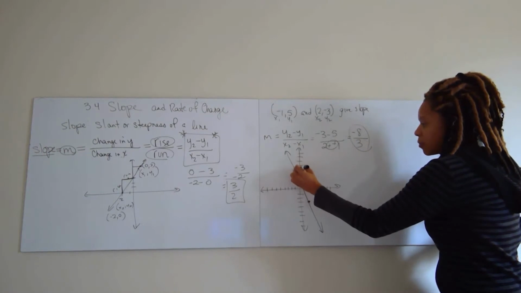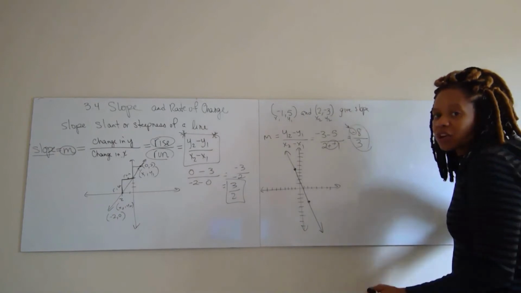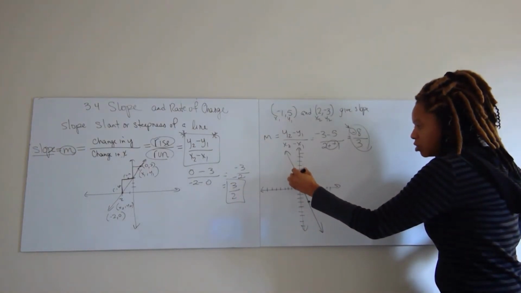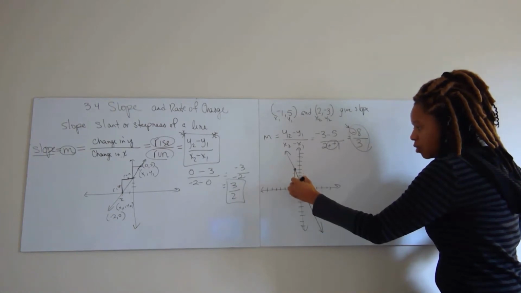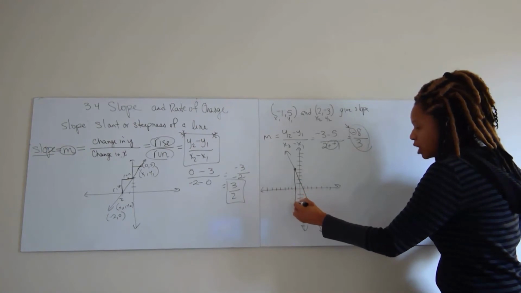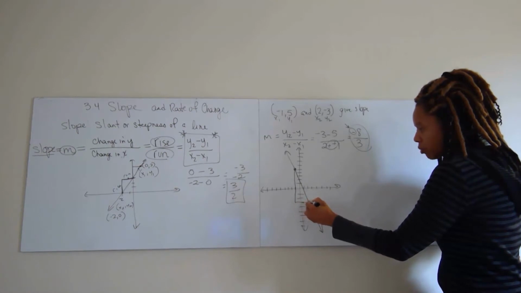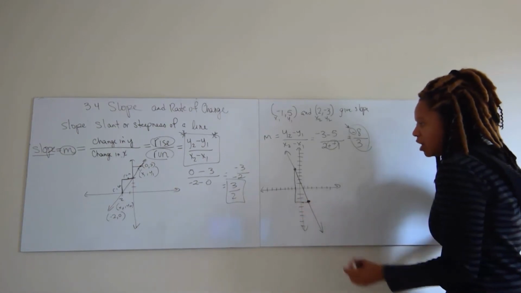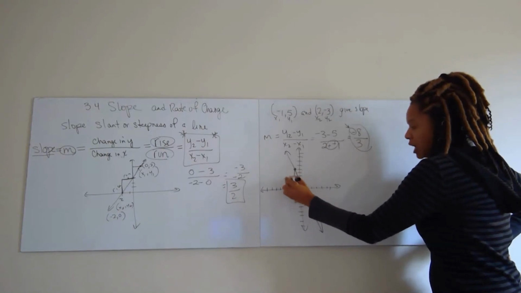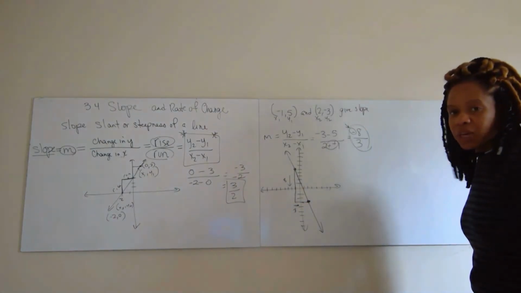So I'm going to start up here. The negative tells me that my rise is going to go down. So from this point here, I'm going to go down 8: 1, 2, 3, 4, 5, 6, 7, 8, and I'm going to go over 3: 1, 2, 3. And I end up at the other point on the line. So the negative 8 represents going down 8, and the positive 3 means going over to the right 3.